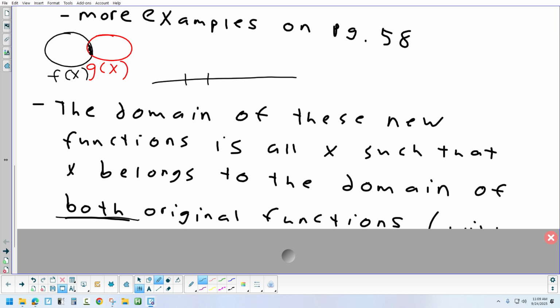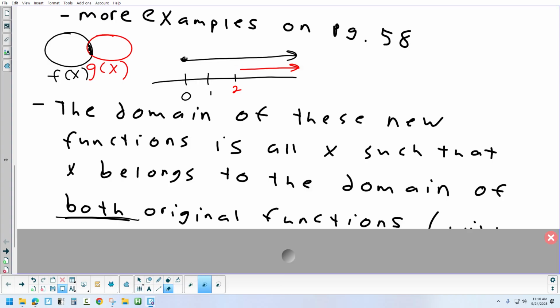Let's say f of x was every number from 0 and up. Let's say that was the domain of one of them. And the domain of g of x was every number from 2 and up. The overlap there is everything 2 and up. That's the overlap. So if you pick any number that's 2 or higher, it's in the black one, and it would be in the red one.